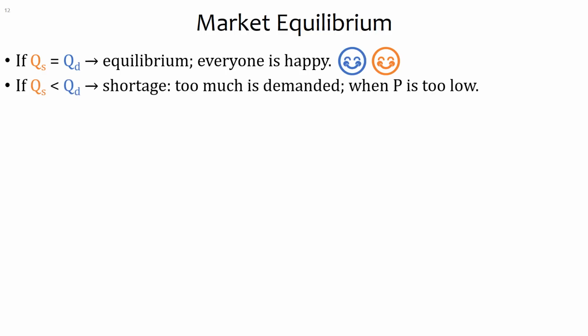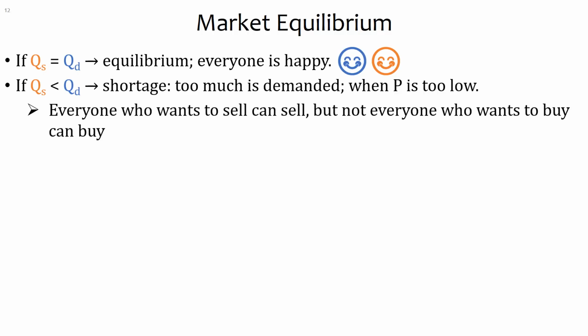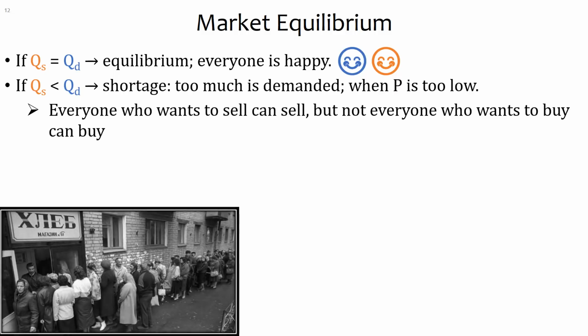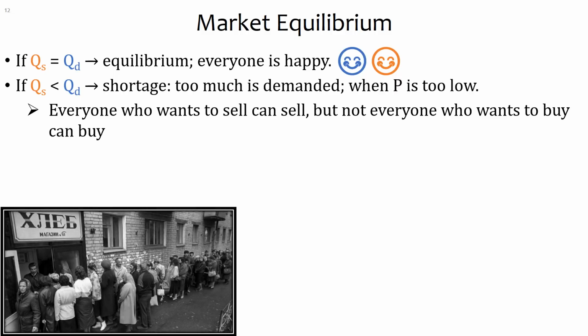Sometimes the quantity supplied is less than quantity demanded, and that's called a shortage. Which means when there's too much demanded. When the price is too low, that's where you get a shortage. So everyone who wants to sell can sell, but not everyone who wants to buy can buy. So that's when you get a long line. So this picture is from the Soviet Union, where a lot of times they ran into shortages. So you have a lot of buyers who are unhappy because they wanted to get it, but they can't get it. Okay.